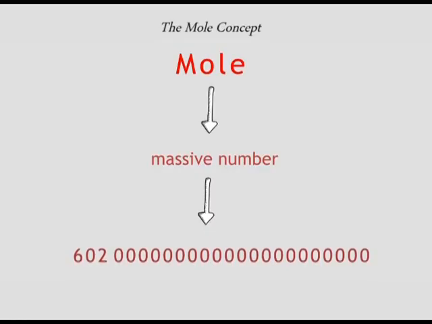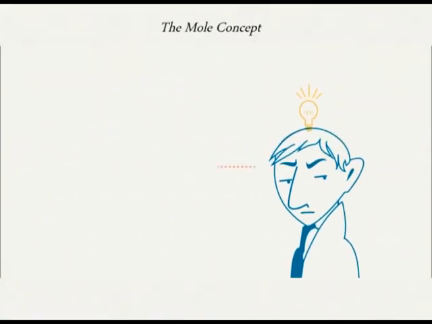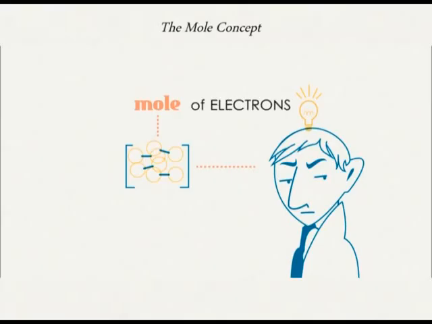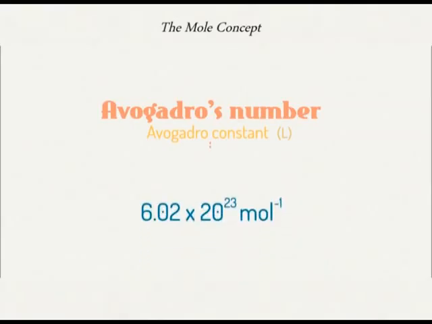This number was first described by Amedeo Avogadro, an Italian scientist. It represents the number of particles in 1 mole of a substance, and these particles could be atoms, molecules, ions, electrons, and so on. It is called the Avogadro's number, or the Avogadro's constant, L, equal to 6.02 times 10 to the power 23 particles per mole.